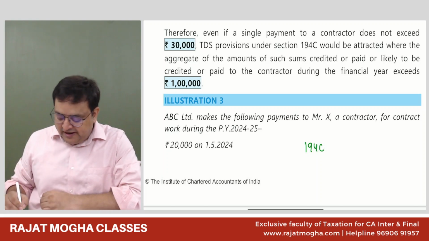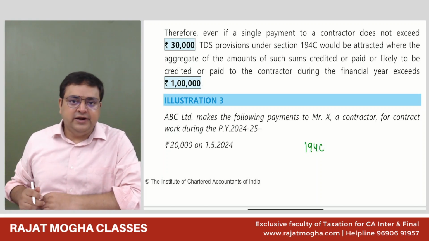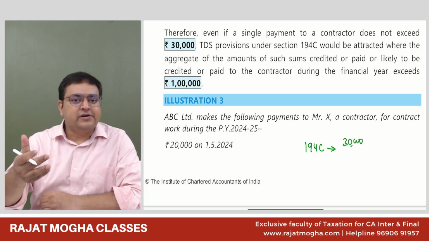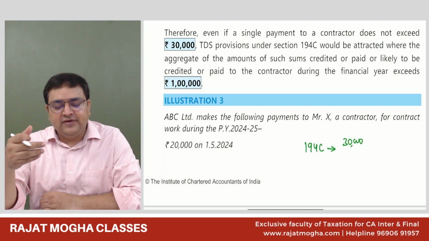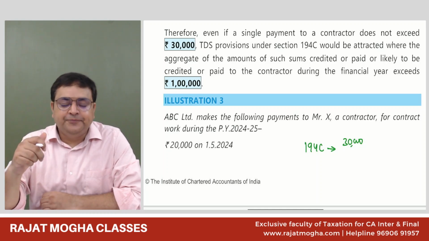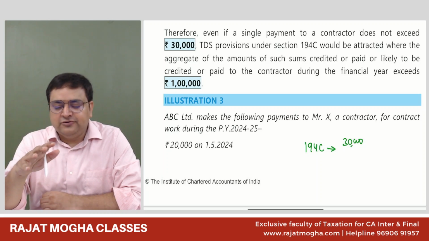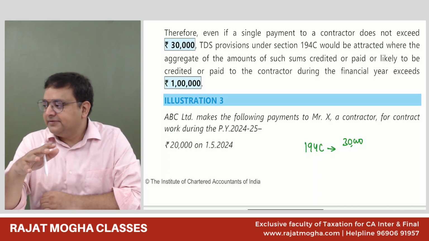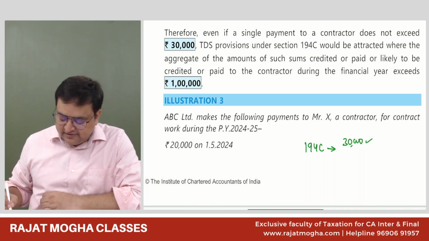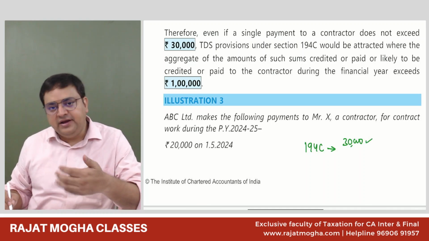Okay. So in 194C, you understand who will deduct the TDS. Then what is the threshold limit over here? 30,000 rupees for a single contract. For a single contract, if it is more than 30,000 rupees, then TDS will apply. And is there any other threshold limit for multiple contracts? 1 lakh, sir. Very nice.